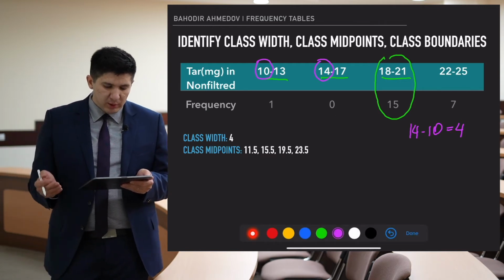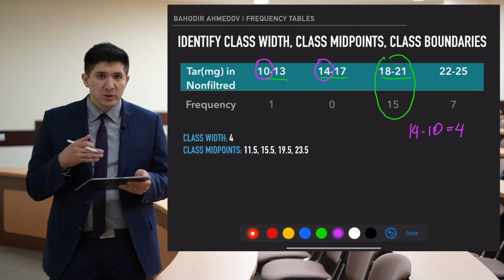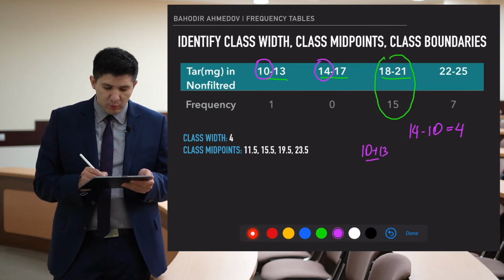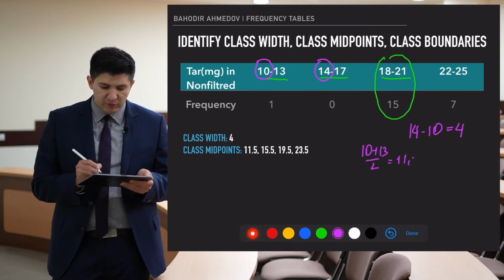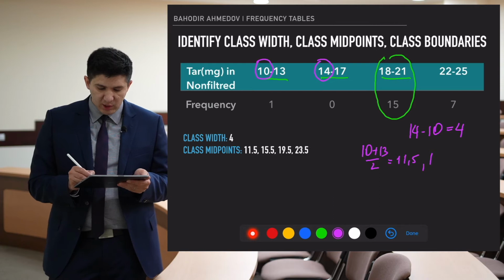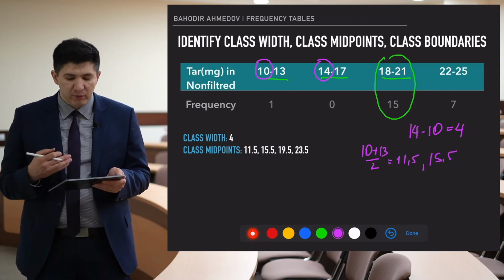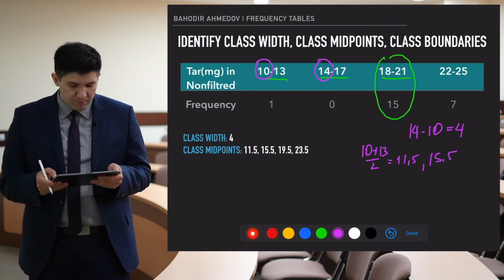Class midpoints are going to be the points which are in the middle of each class. It is going to be 10 plus 13 over 2, which is 11.5 for the first class. For the second class, it is going to be equal to 15.5. For the third class, it is 19.5. And for the last class, it is going to be 23.5.